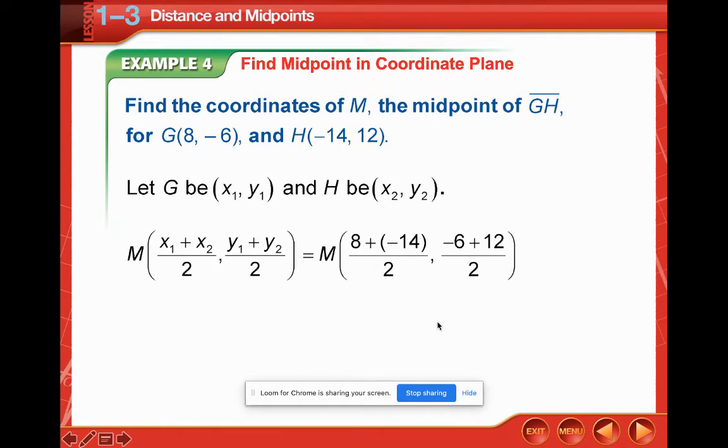8 plus -14 gives you -6, divided by 2 is -3. -6 plus 12 gives you 6, divided by 2 is 3. So it should come out to -3, 3. Hopefully you guys are able to understand how that works.